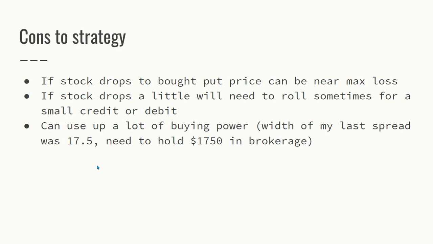There are a few cons to the strategy, I'm not going to lie. If the stock drops to the bought put price, you could actually lose quite a bit because you're losing in the sold options. You won't be able to roll those for a profit. If your stock drops a little bit, you might have to roll sometimes for a small credit or debit. You may not necessarily make $100, $150 a week off $620. Some weeks you might only get $20, $30. It could use up a lot of buying power. The width of my last spread was 17.5. So that means I have to hold $1,750 in just a brokerage account in case I might hit the max loss. So that's why I decided to get out of the position with a pretty good return in 3 weeks.